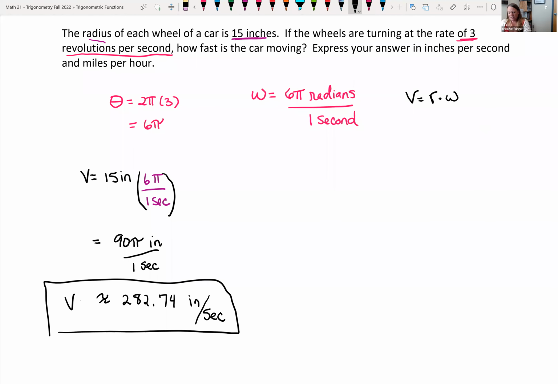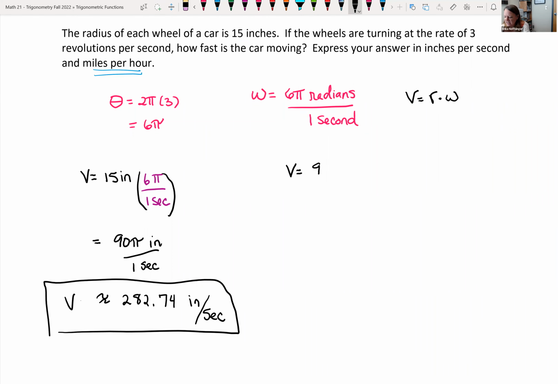Okay, so that's how fast the car is going in inches per second, but they wanted us then to go through and figure out what it is in miles per hour. So this is where we want to start converting. We had done this on the first day of class by using conversions, multiplying by fancy ones to get what we want. So let's just keep ours right now in terms of pi and not round until the very end.